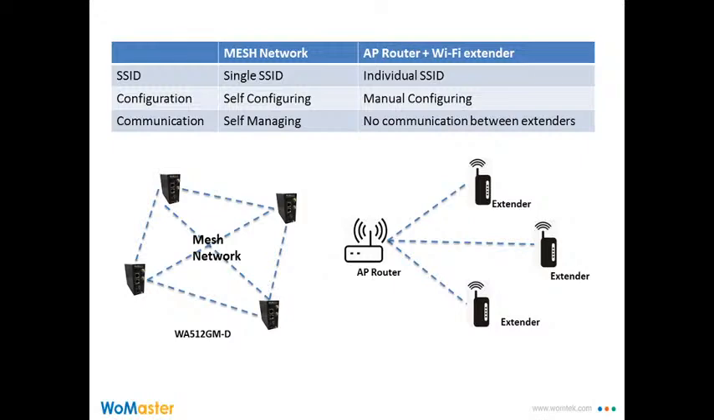For the mesh network, users can use one SSID to cover the whole network, and the network can be configured and managed by itself. It's very easy and fast for users. We don't need to set up the nodes one by one. It reduces the cost of the network build-up. With the self-management, each node can know the status of the other nodes.